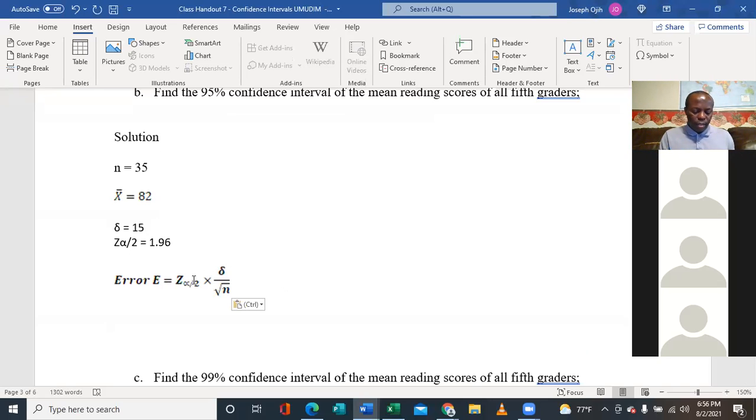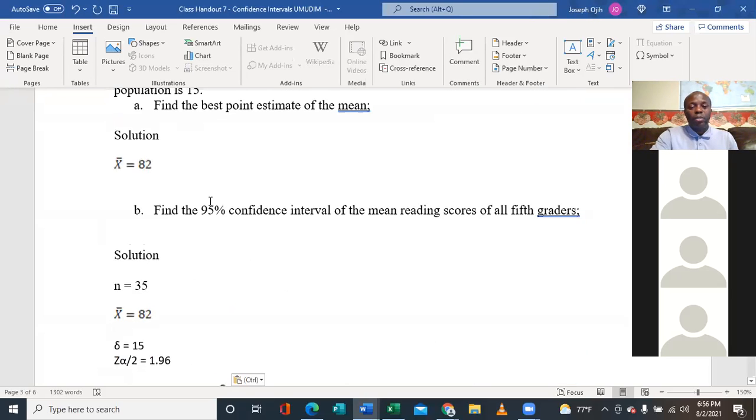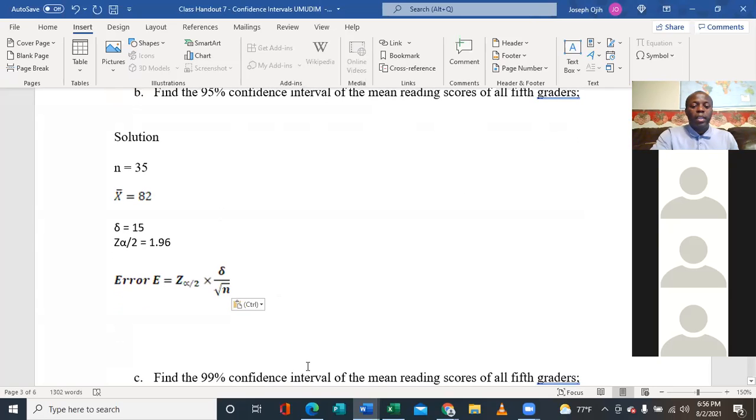Our sample size was 35. Our sample mean is 82, and the standard deviation is 15. Z alpha over 2 is 1.96, for the 95% confidence. So let's go and plug this in and get our results.